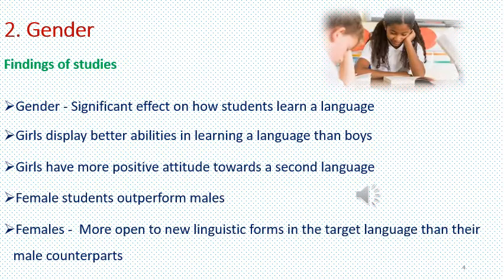Gender of the learner is another factor that affects second language acquisition. A good number of studies found that gender can have a significant effect on how students learn a language. Studies show that girls display better abilities in learning a language than boys. Studies have found that female students outperform males as they are more open to new linguistic forms in the target language than their male counterparts.